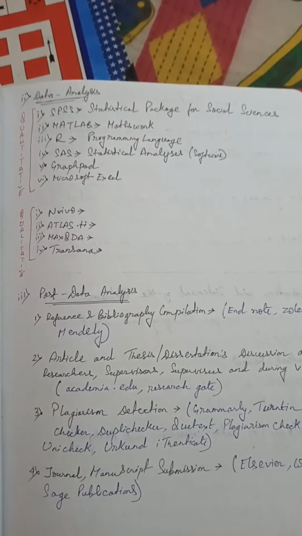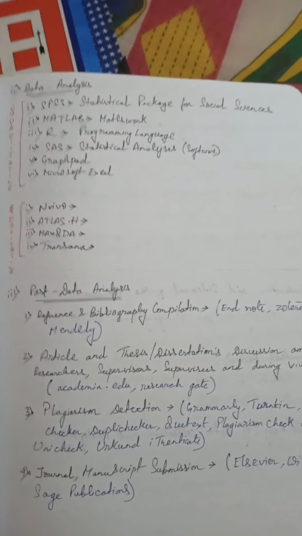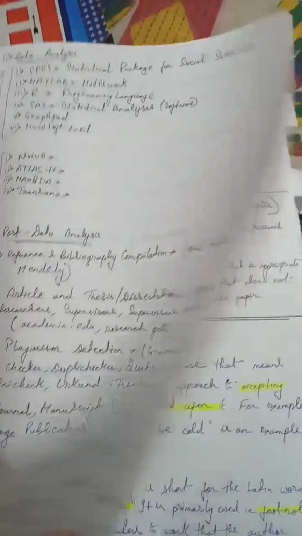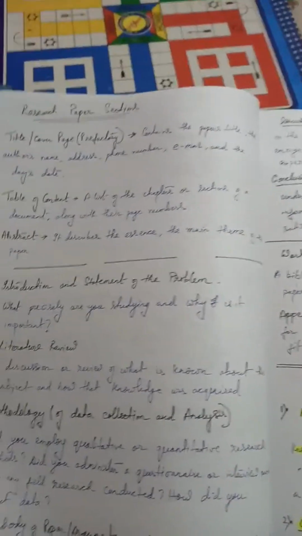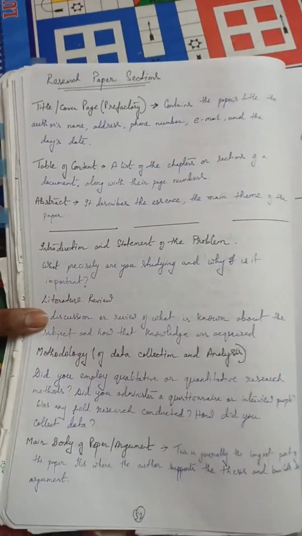We can be knowing the names as well, and in the post part we have these different things. Now moving on to the next part, that is the research paper selection. How is a research paper selected?